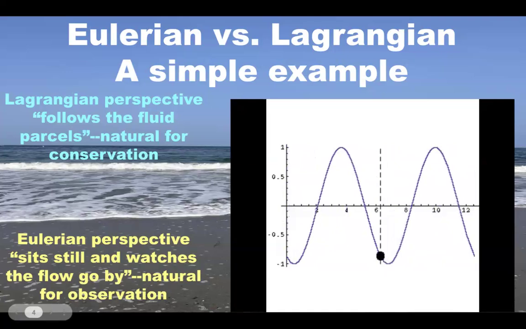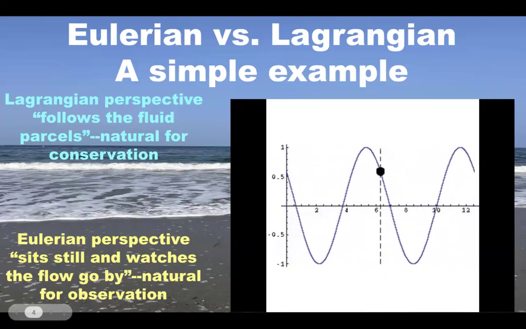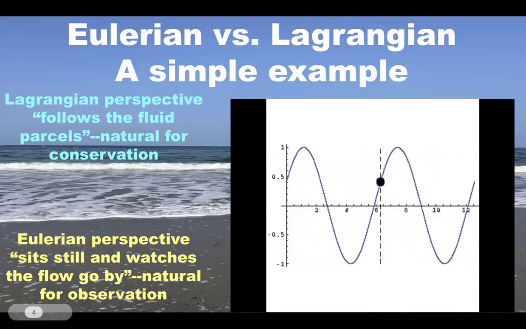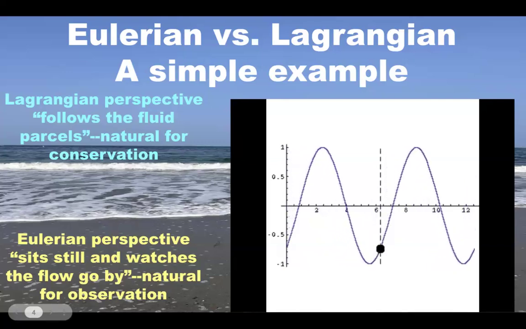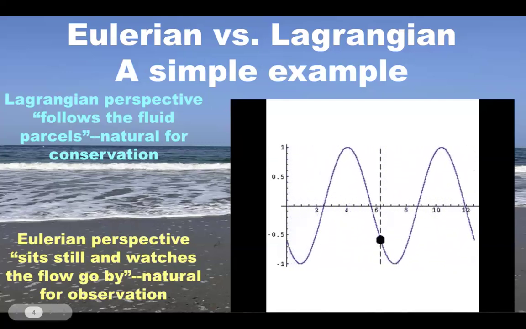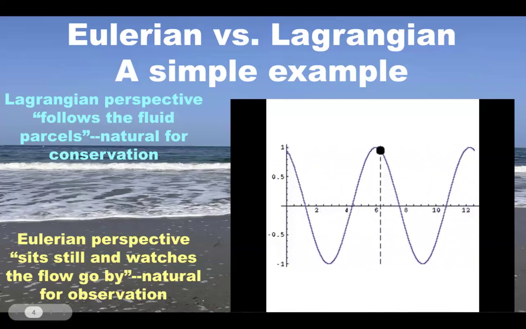So this one, the Lagrangian perspective, is natural for thinking about conservation, because the temperature is staying fixed as you're moving along, you're conserving temperature. Or if the mass is staying fixed as you move along, you're conserving mass. Salinity, momentum, all those kinds of things.